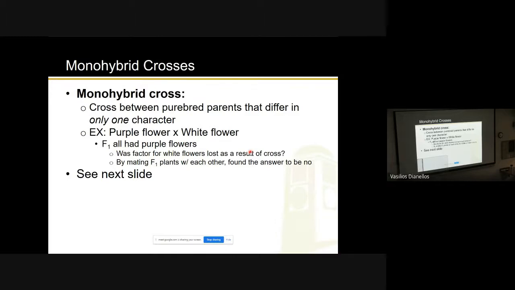And of course, if we were asking that question, we would say, was the gene for the white flower lost, or the allele? But they didn't have those terms back then. So was the factor, whatever it was that was responsible for white flower, was it lost? That was his question.